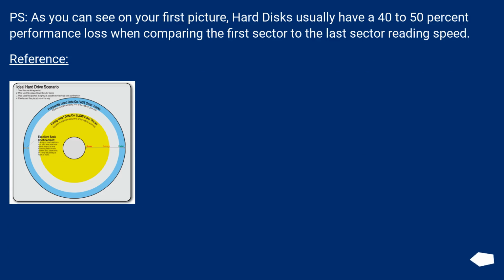PS. As you can see on your first picture, hard disks usually have a 40 to 50% performance loss when comparing the first sector to the last sector reading speed. Reference.